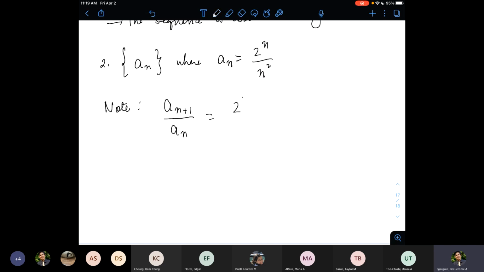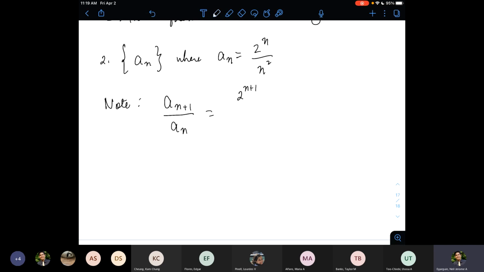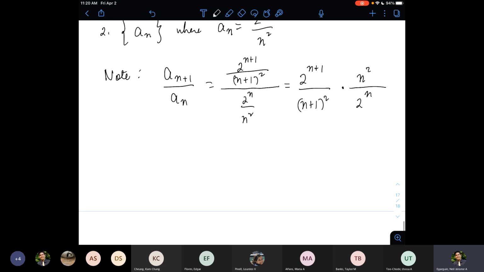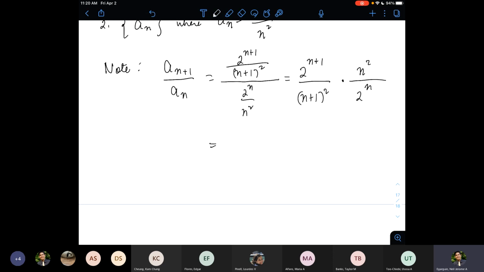So I'll have 2 to the n plus 1 all over n plus 1 quantity squared, all over a sub n, which is simply 2 to the n over n squared. Then let's simplify. This would be 2 to the n plus 1 all over n plus 1 squared, times n squared over 2 to the n. Then further carry on with the simplification. We get 2n squared over n plus 1 quantity squared.